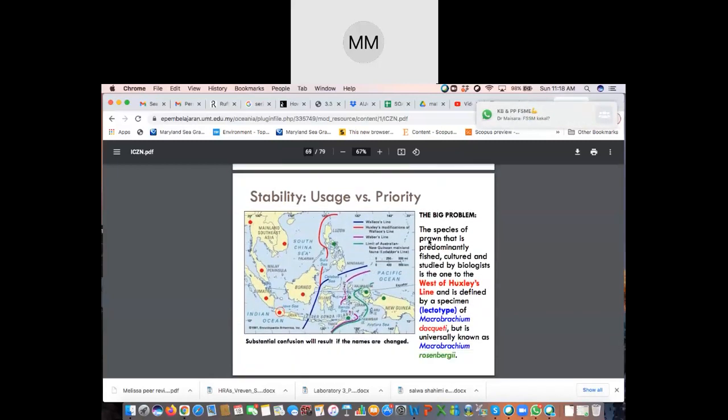Now, coming to the big problem. The species of prawn that is predominantly fished, the one that we're talking about in terms of ecological importance, cultured and studied by biologists, is the one to the west of Huxley's line. So the west of Huxley's line is the red one. And where is west? It's west here. The west of Huxley's line is defined by a specimen, the lectotype of Macrobrachium dacqueti, but it's universally known as Macrobrachium rosenbergii.